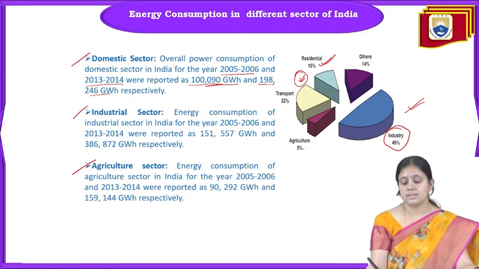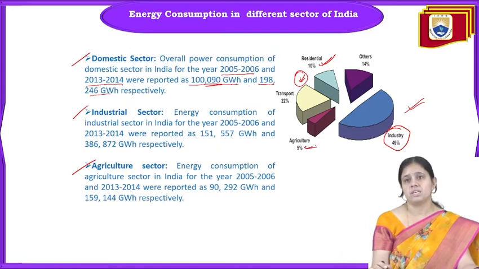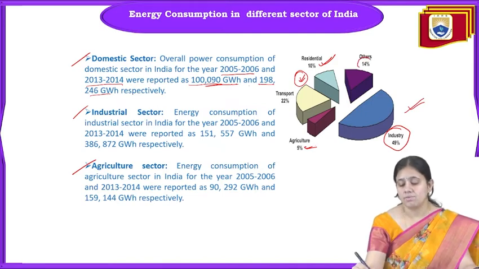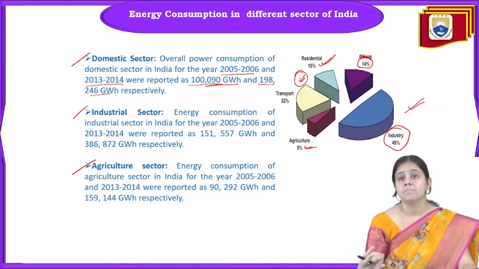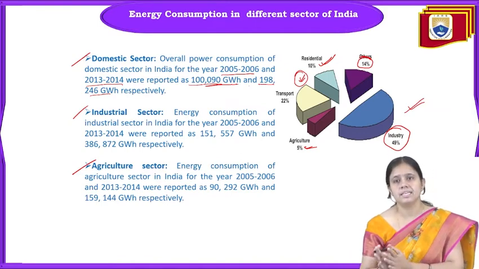Now comes agriculture. Only 5% of total energy is used in agriculture, and other forms use only 14% of total energy. So energy consumption in different sectors in India is very low, and we need to reform this energy consumption in India by shifting to green energy.